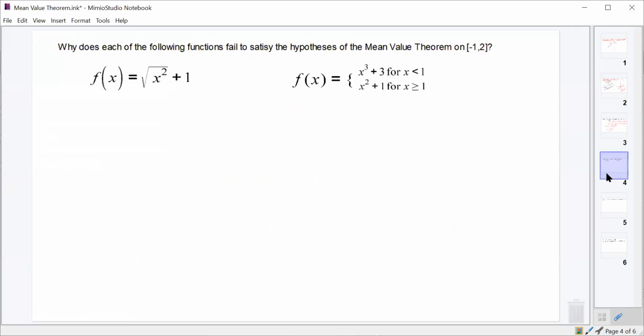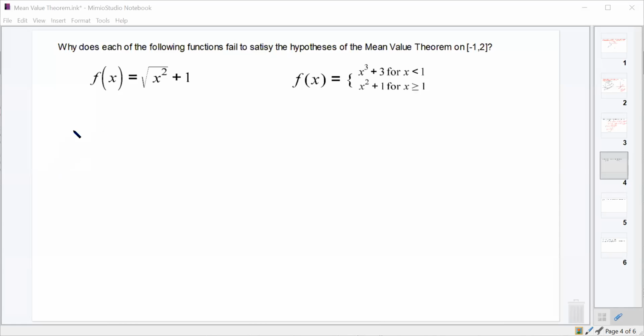All right, so I would like you all to take a minute here and figure out why each of these two functions fails to satisfy the hypotheses of the mean value theorem for the specific interval from -1 to 2. So take just a minute and see if you can come up with a reason why they fail to satisfy the hypotheses and why we wouldn't bother to use the mean value theorem on these. So for the first one, why does this fail to satisfy the hypotheses of the mean value theorem?